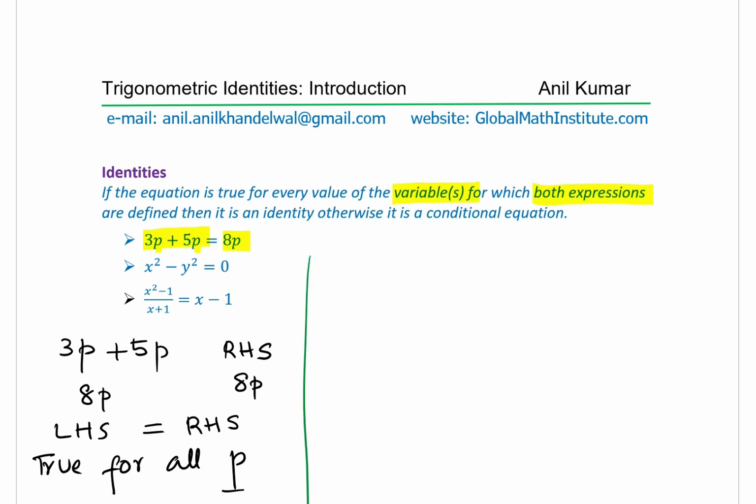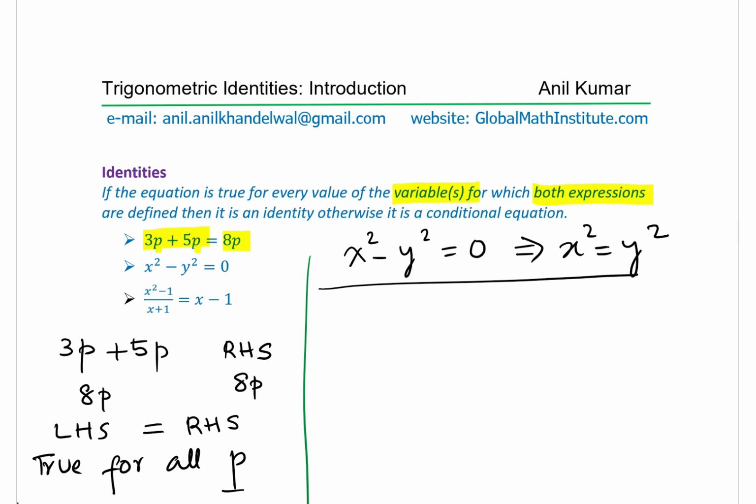The next one here is x squared minus y squared equals 0. Well, this is true only when x squared equals y squared. However, if I change this to x squared minus y squared equals x plus y times x minus y, then it is true for all values.